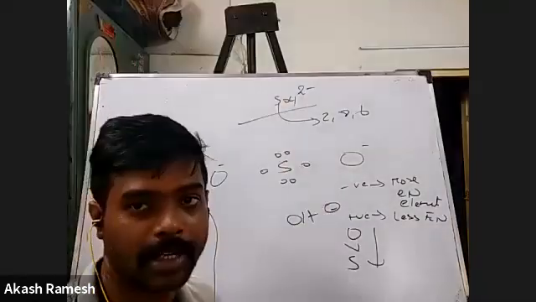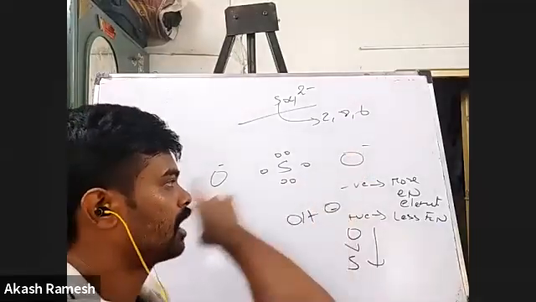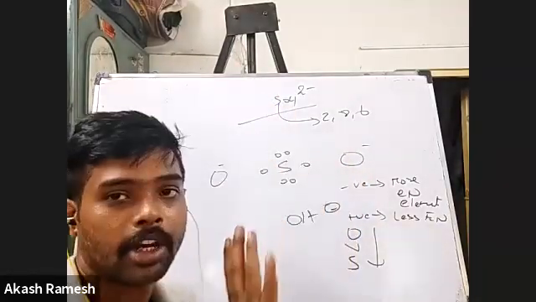There are 4 oxygen atoms, right? So 2 of the oxygen atoms are going to have -1, -1. The other 2 oxygen atoms are neutral.